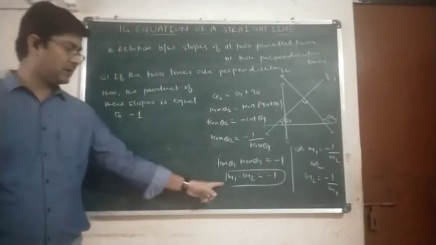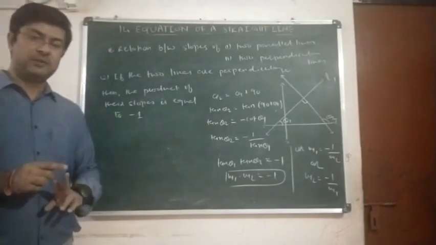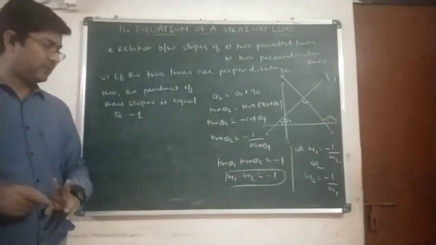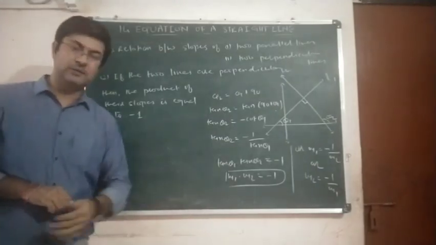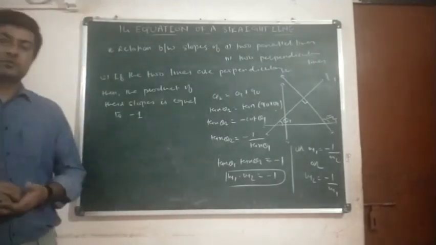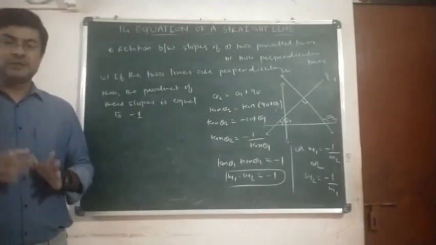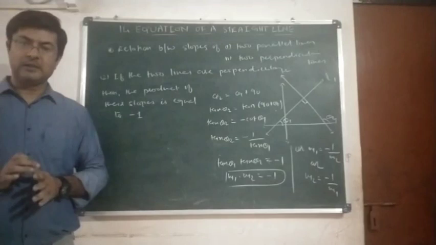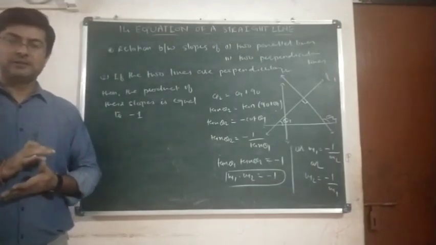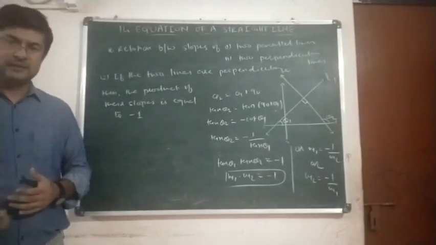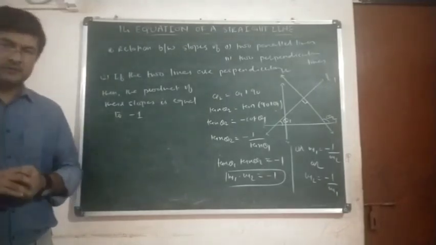Okay, so remember these relations. We have learned two relations: for parallel lines, m1 is equal to m2, and for perpendicular lines, m1 into m2 is equal to minus 1. So far, all the explanation which was to be given in this chapter I have already given. All the explanation is over now, and in the next video we will start the exercise of this chapter. Clear? Thank you very much.